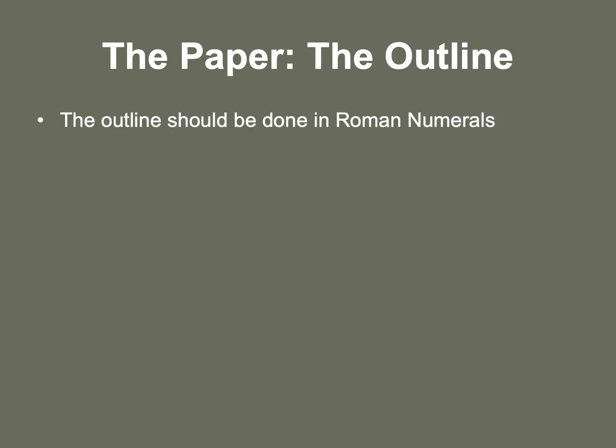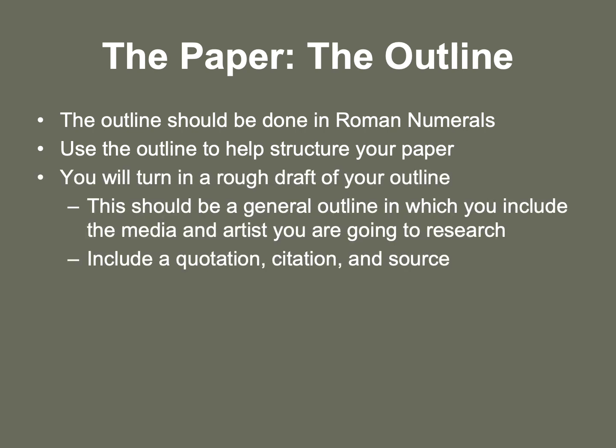Your outline should be done in Roman numerals, and you should look at this as a way to help structure your paper. You're going to be turning in a rough draft first, like I mentioned. It should be a general outline in which you include the media and the artist that you're going to research. I do want you to include a quotation, a citation, and a source.